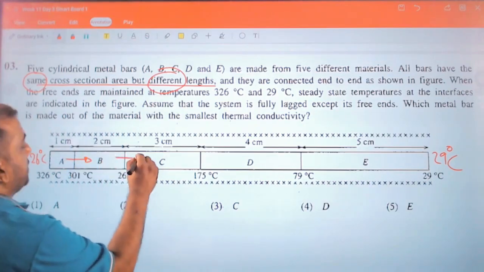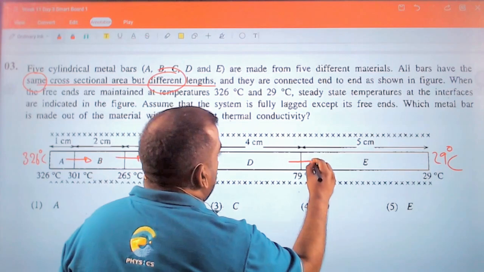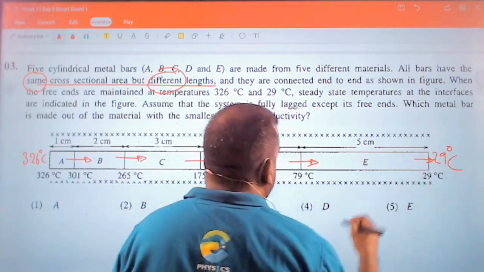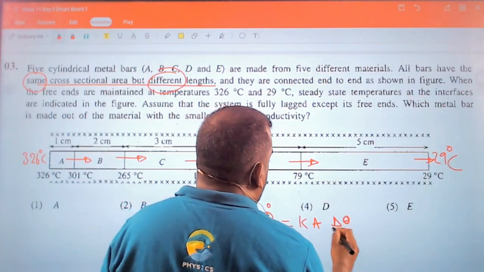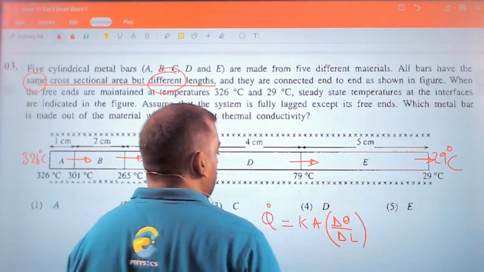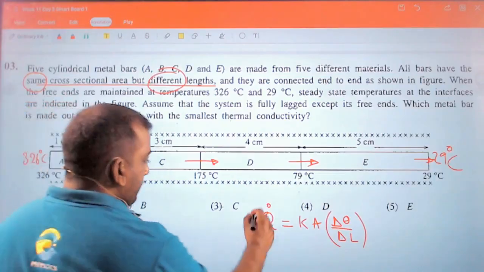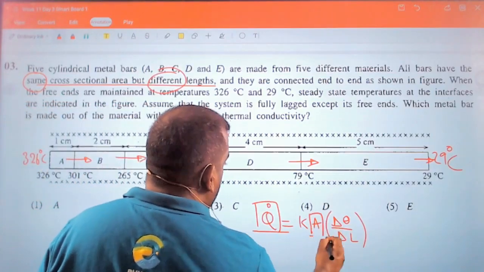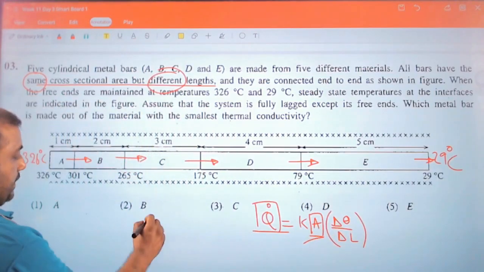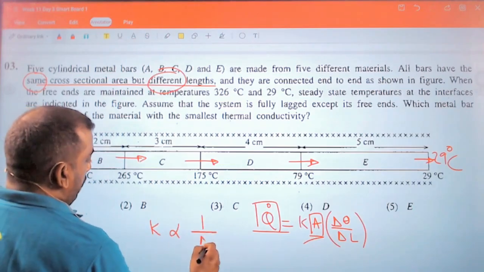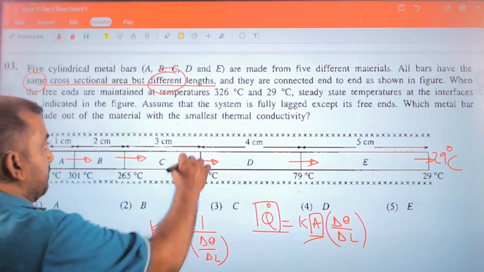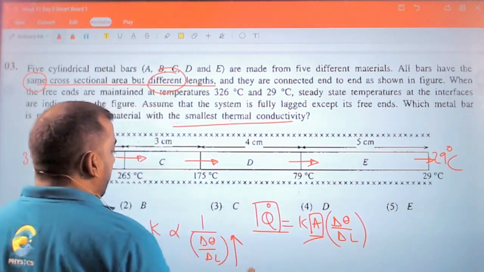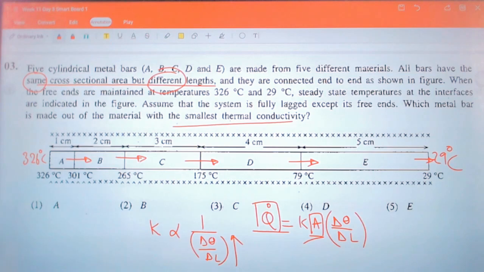So in series connection, what can you say about the heat transfer? Heat transferred will be the same. Q dot equals K A delta theta over delta L. Q dot is the same and cross-sectional area is the same. K is inversely proportional to the temperature gradient. They are asking for the smallest thermal conductivity, so the largest temperature gradient will give you the smallest thermal conductivity.